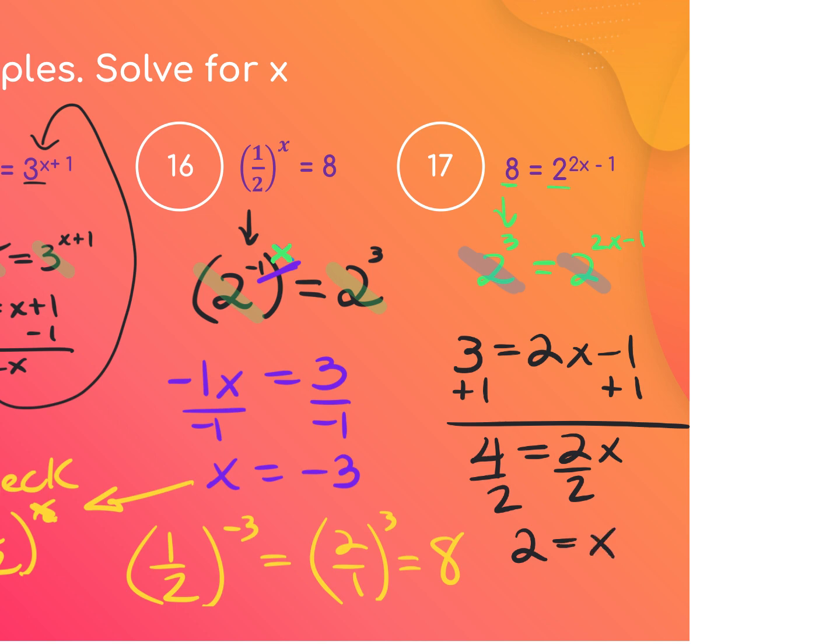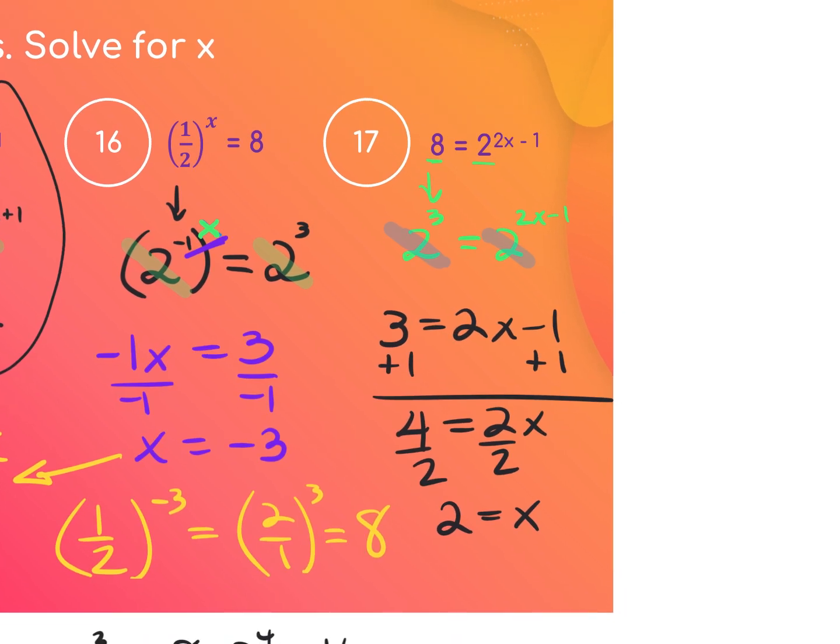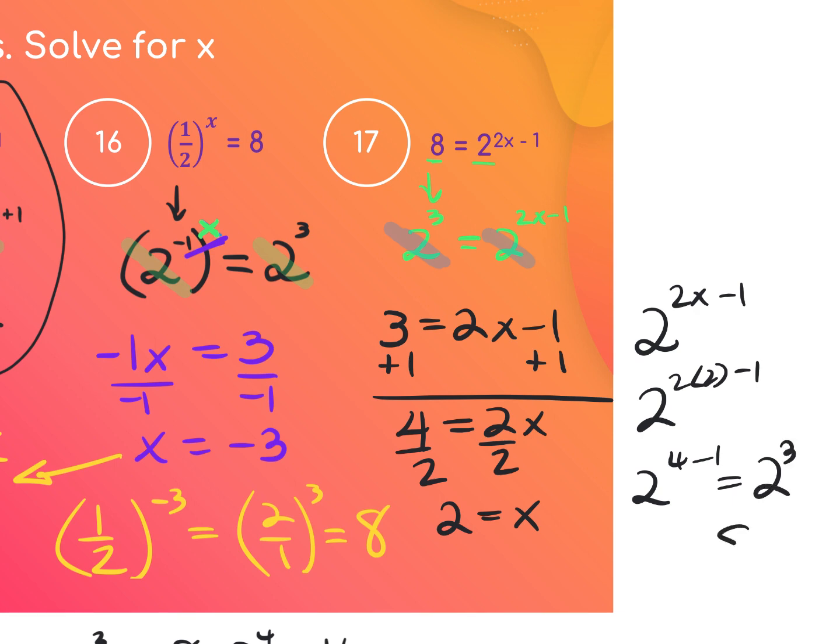And again, you can always plug it back in. If it doesn't equal 8, you've done something wrong. So we're plugging it into the 2 raised to the 2x minus 1. Put in a 2 there. This becomes 4 minus 1, which gives you 2 to the 3rd, which gives you 8, which is what you were looking for.